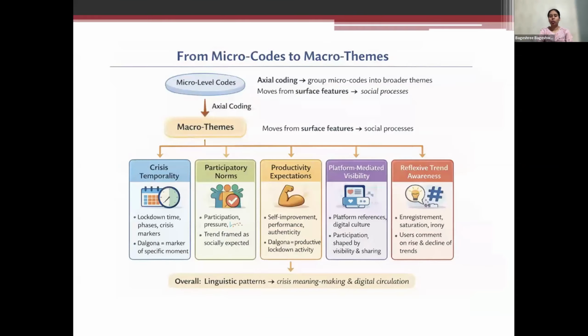All these 40 codes, which are called micro codes, are now grouped together under 5 macro themes, according to their similarities. If a few codes are talking about the temporal aspect of the tweet, then they are grouped under crisis temporality. This is one of the macro themes. Similarly, we have 4 other macro themes which emerge through micro codes. The second theme is participatory norms. Third is productivity expectations. Fourth is platform mediated visibility. And the fifth is reflexive trend awareness.